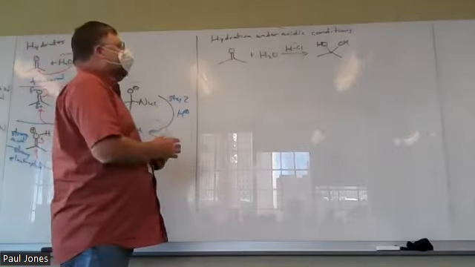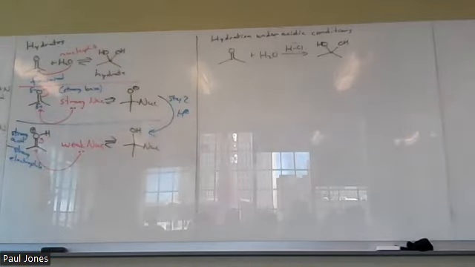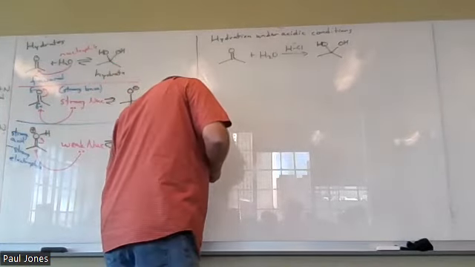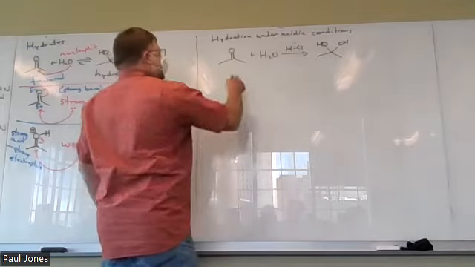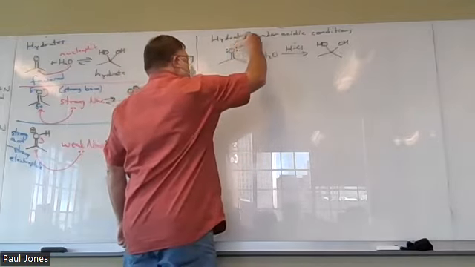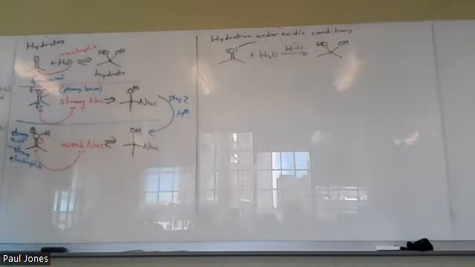Okay, so we're going to do this under acidic conditions. That means we're going to protonate first. And when you protonate something, you always protonate with the strongest acid. So the first step here, the electrons on the carbonyl, right? The arrow is going to start with electrons and go to the proton.